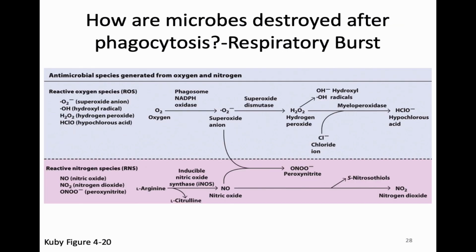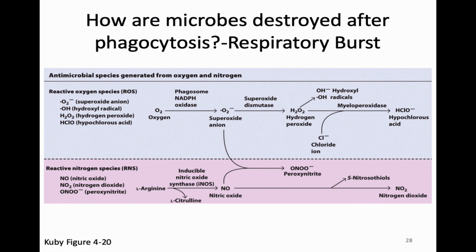One of the ways that that microbe is degraded in the phagosome is by a process known as respiratory burst. There are enzymes within the phagosome that allow for the production of molecules like the superoxide anion, the hydroxyl radical, hydrogen peroxide, and hypochlorous acid, aka bleach, that are able to kill microbes and that are very antimicrobial. These in general are known as reactive oxygen species.